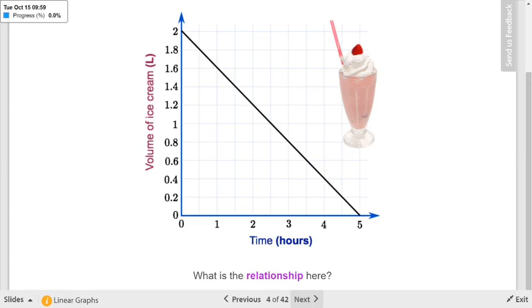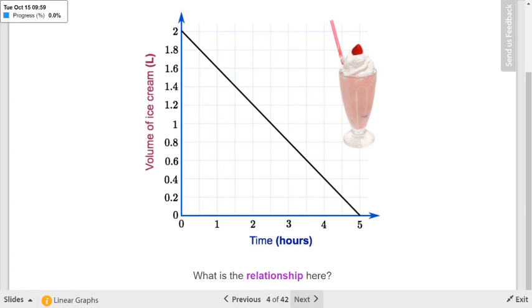And what do you notice about the line? It's linear, but what is it doing? Going down. So what do you think's happening here? Well, either it's melting, or you're eating it. It's being eaten or sold, perhaps, if this was an ice cream store or something. So the amount of ice cream is going down over a certain number of hours.